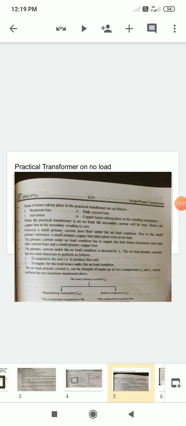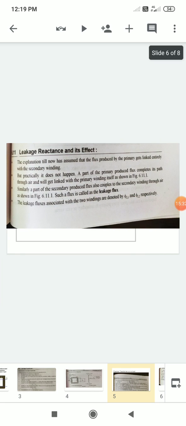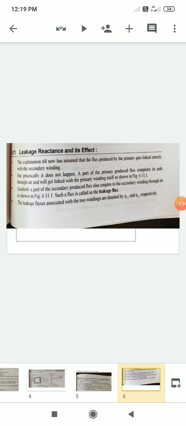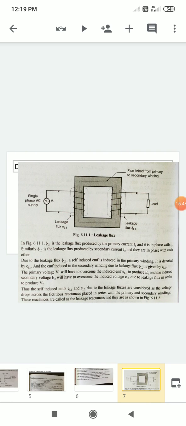ठीक है जी स्टूडेंट, this is a little bit of a thing about the practical transformer. Now there is one another effect that is called leakage reactance. Student, that is a very important topic from the examination point of view. As I have told you, first of all, see this diagram. Before discussing it, see this diagram.